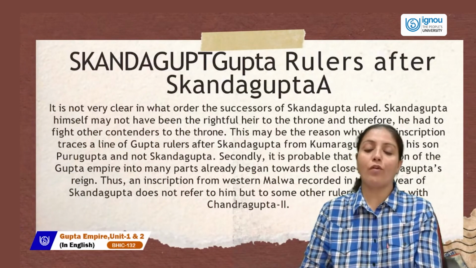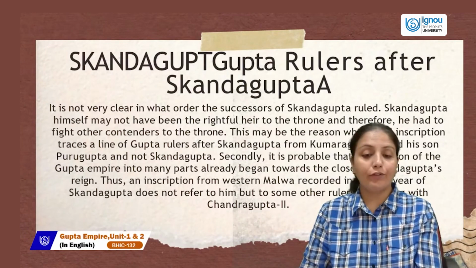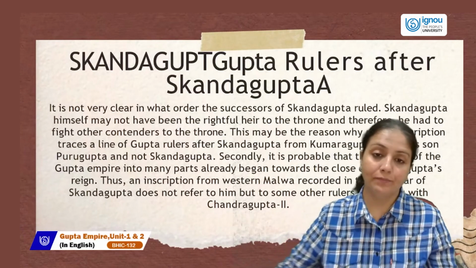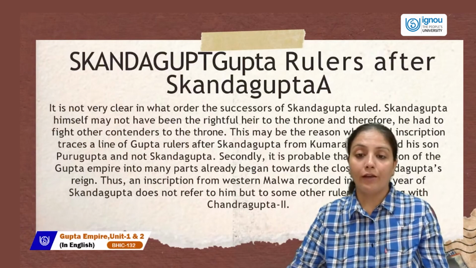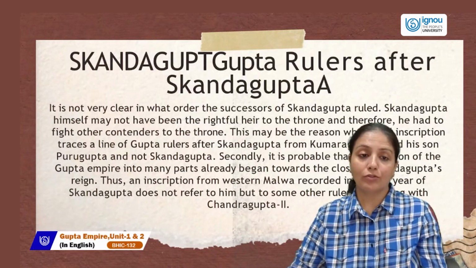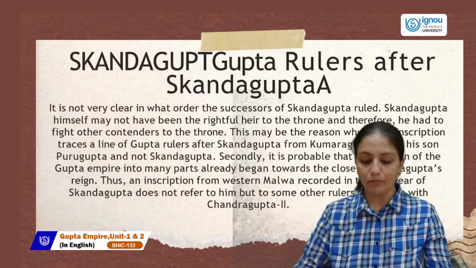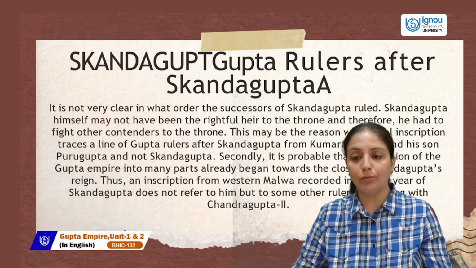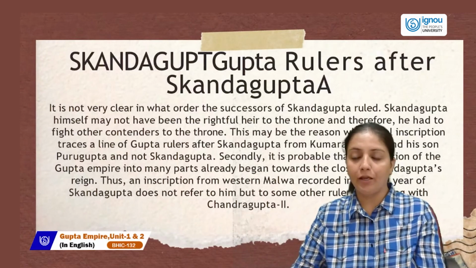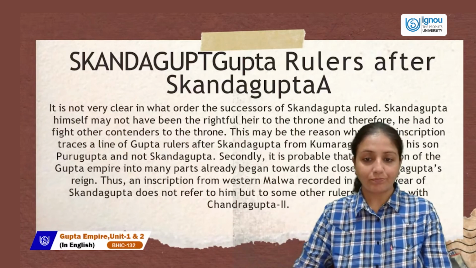Thus, an inscription from Western Malwa, recorded in the last year of Skandagupta, does not refer to him but to some other rulers beginning with Chandragupta II. Because if we are studying some important event, we should have some sources to know about it. The important sources to know about Skandagupta are the inscriptions, which were found in Western Malwa.